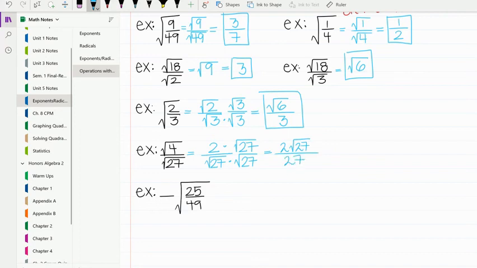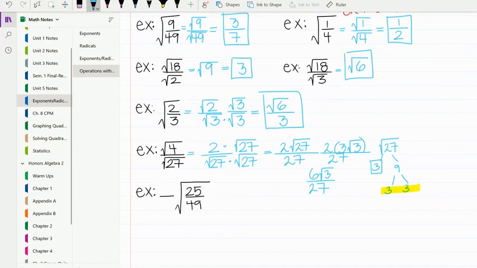Now, 2 and 27 I can't simplify, but root 27 I can. So I'm going to go ahead and branch this. So this would be 3 times 9, and then 3 times 3. So you always want to simplify your radicals when you can. So then I would end up having 2 times 3 root 3 over 27. So then this becomes 6 root 3 over 27. So it gets even more complicated.